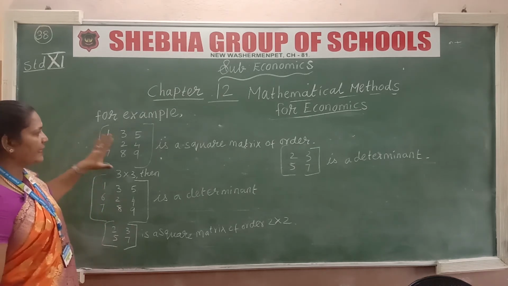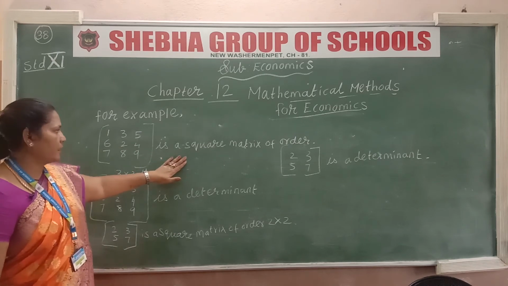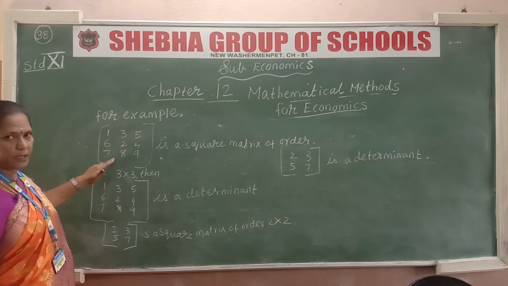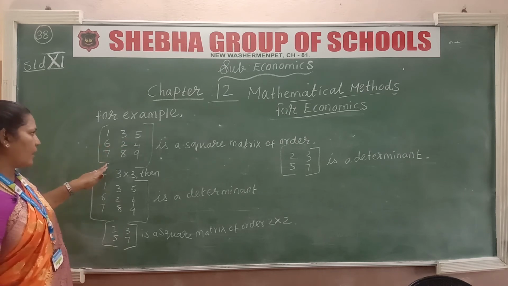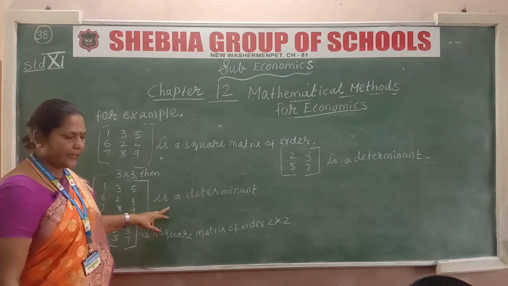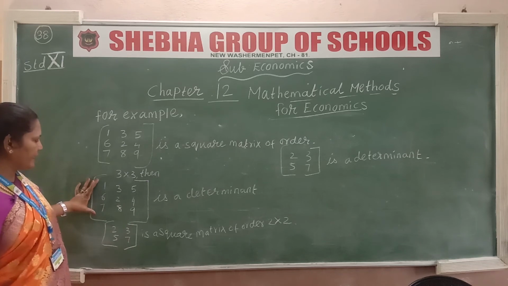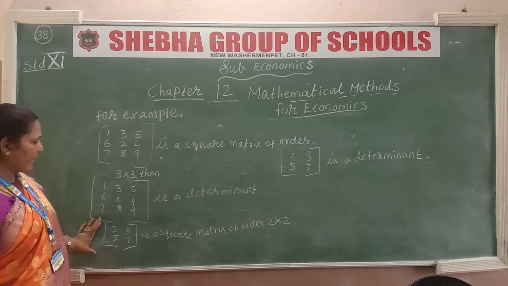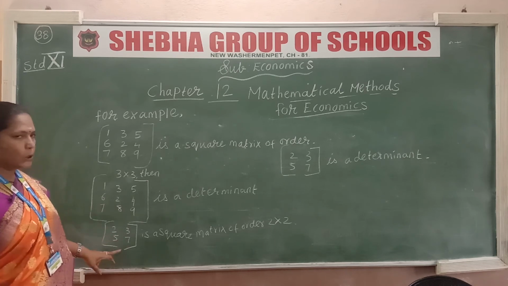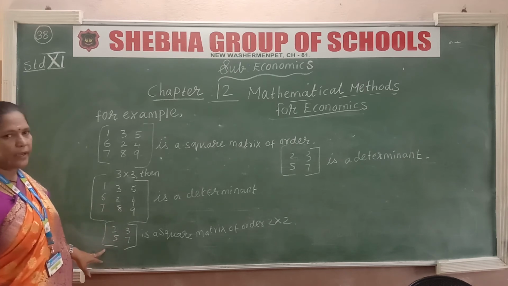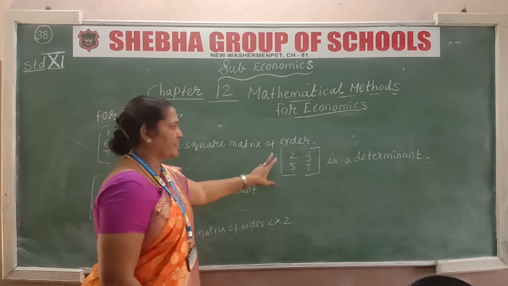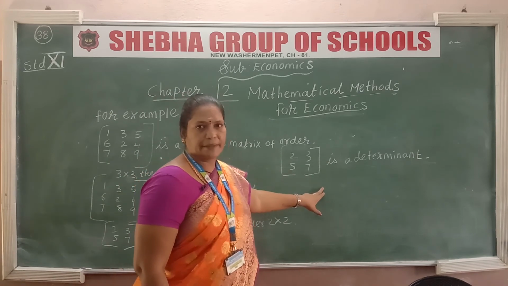Example: this is a square matrix of order 3 into 3, that means 3 rows and 3 columns. Is it clear? 3 rows and 3 columns. And here the second one is given as a determinant, the same. This is a determinant, and here it is a square matrix of order 2 into 2, that means 2 rows and 2 columns. So this is known as a square matrix of order 2 into 2, and here the same numbers, 2 5 3 7, are given. It is known as the determinant.